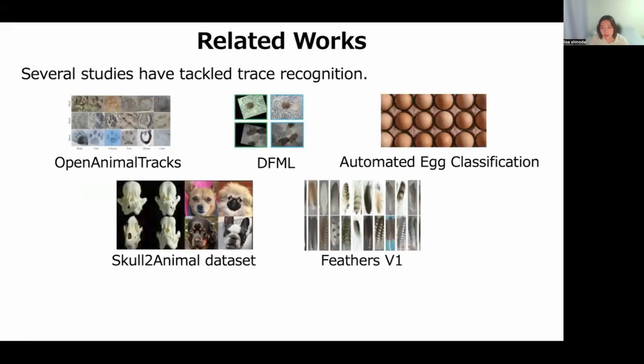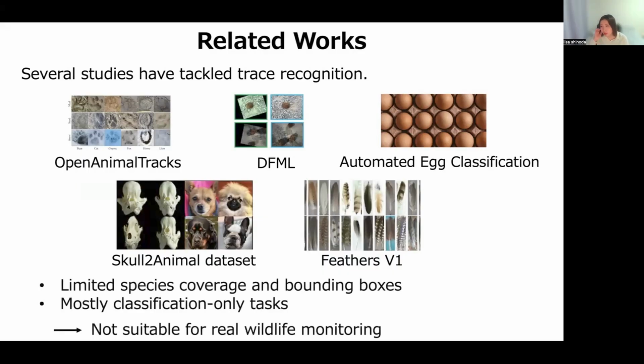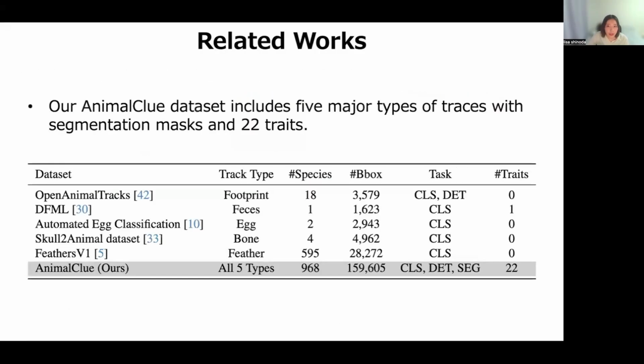Here is some related work. Several previous studies have tackled trace recognition. However, their species coverage and the number of bounding boxes are limited, and most datasets focus only on classification tasks, which is not sufficient for realistic wildlife monitoring scenarios. In contrast, our AnimalClue dataset covers 5 major trace types and provides segmentation masks too. And we also annotate the 22 ecological traits of the species.